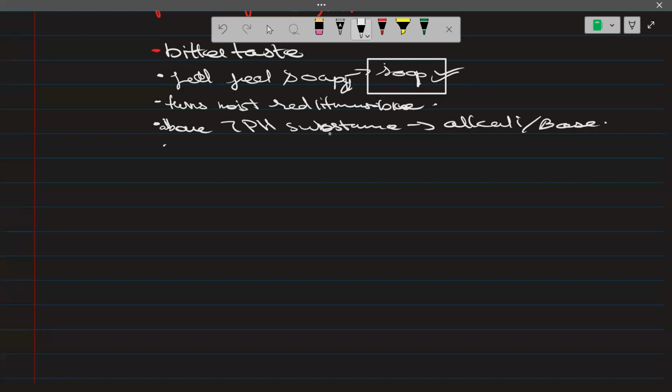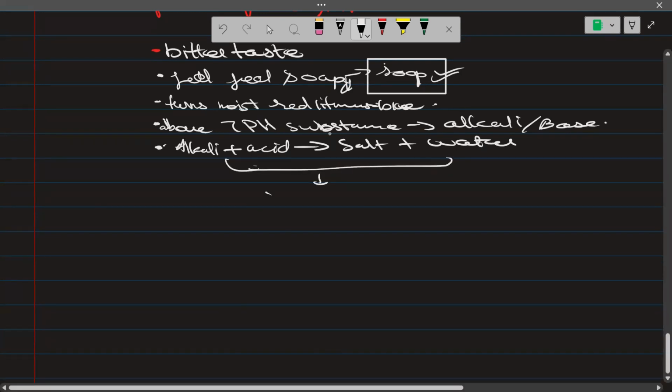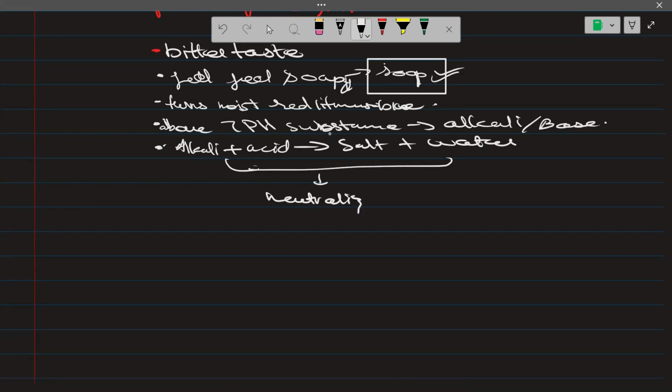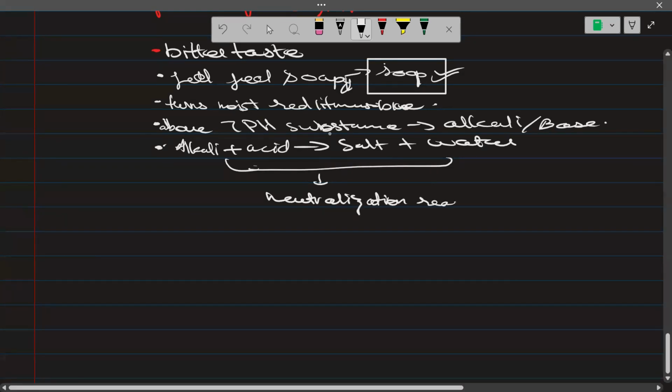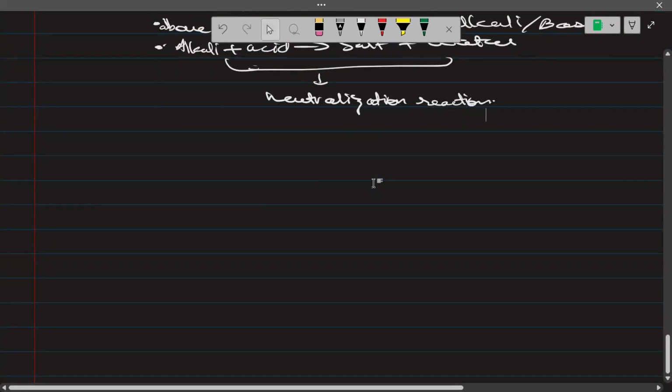Now the next property of an alkali or base is that when an alkali reacts with an acid, they form salt and water only. This reaction is also known as neutralization. This is the general equation for a neutralization reaction.